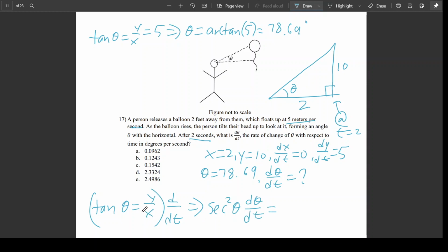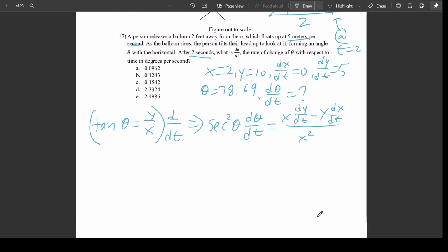And then equals, so to take the derivative of this side, we have a quotient, right? So I'm going to use the quotient rule. So I'll have x times the derivative of y, which is dy dt, minus y times the derivative of x, which is dx dt, over x squared, the bottom squared, right?